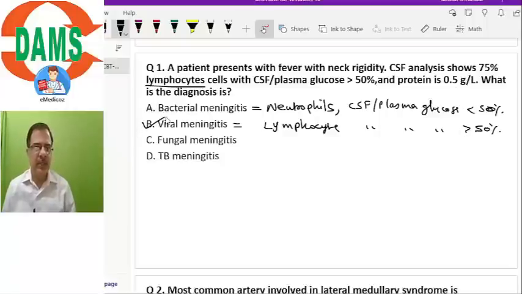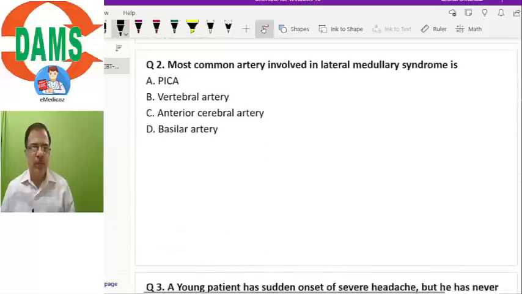So this is viral meningitis. While in cases of fungal meningitis and tubercular meningitis, the CSF to plasma glucose ratio is less than 50%. And in tubercular meningitis, the proteins will be raised, elevated. So the best diagnosis is option B here. Moving on to question number 2.